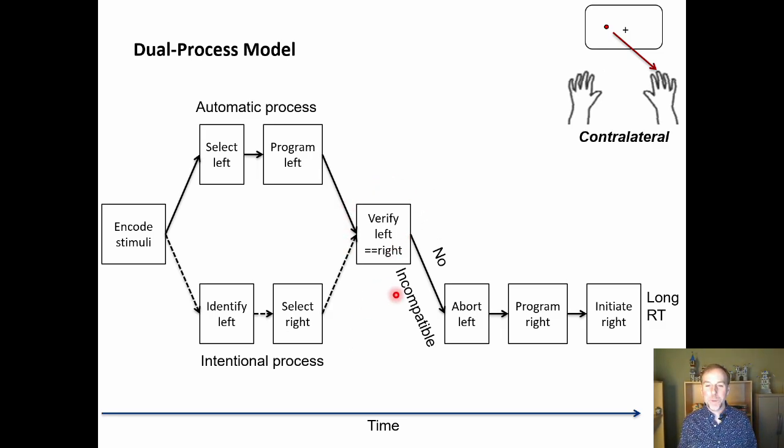So because they don't agree, the problem is that the automatic process already programmed that left response, and we don't want to do that. So we need to abort that response. We've got to cancel it. We've got to kind of get rid of it, clean our motor areas, so we can now program the right response, the response selected by the intentional process, and then we can initiate that response. So compared to the previous example, the ipsilateral mapping, we have 2 extra stages, so we're going to have a longer reaction time.